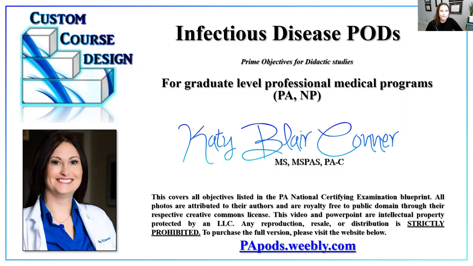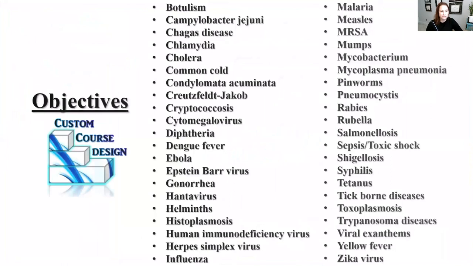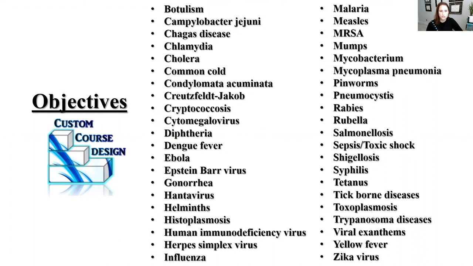Today, we're going to be talking about the infectious disease objectives. This is part of our 13-part series to help make didactic year a little bit easier and help you to ace your boards. So let's take a look at our objectives. Lots of objectives in this unit. They're all listed in alphabetical order here, but we're actually going to start with the only prion disease, which is Creutzfeldt-Jakob or mad cow disease.